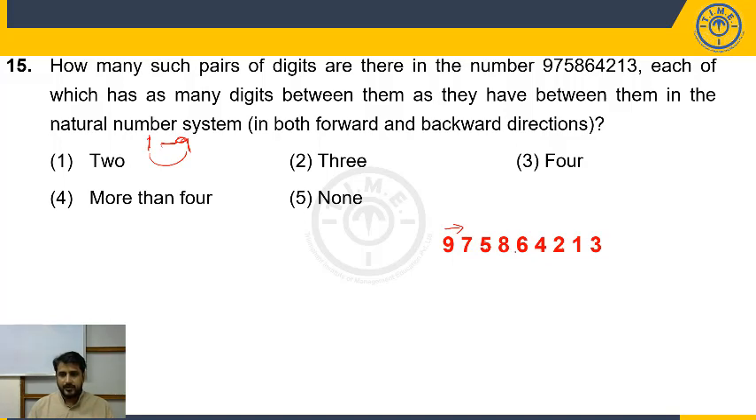8, 9, no, not matching. 6, 7, 8, 9, not matching. 4, 5, 6, 7, not matching. 2, 3, 4, not matching. 1, 2, not matching. Now count it in the backward direction.